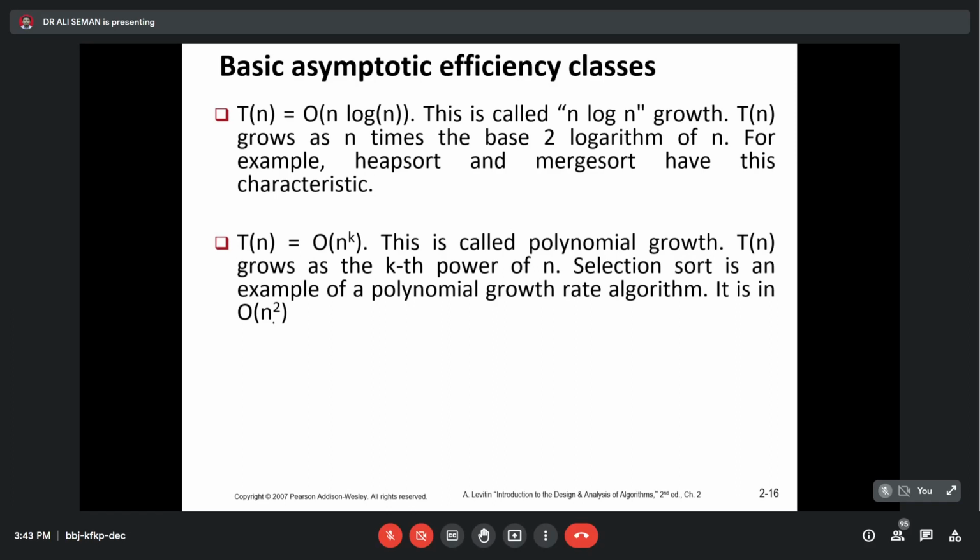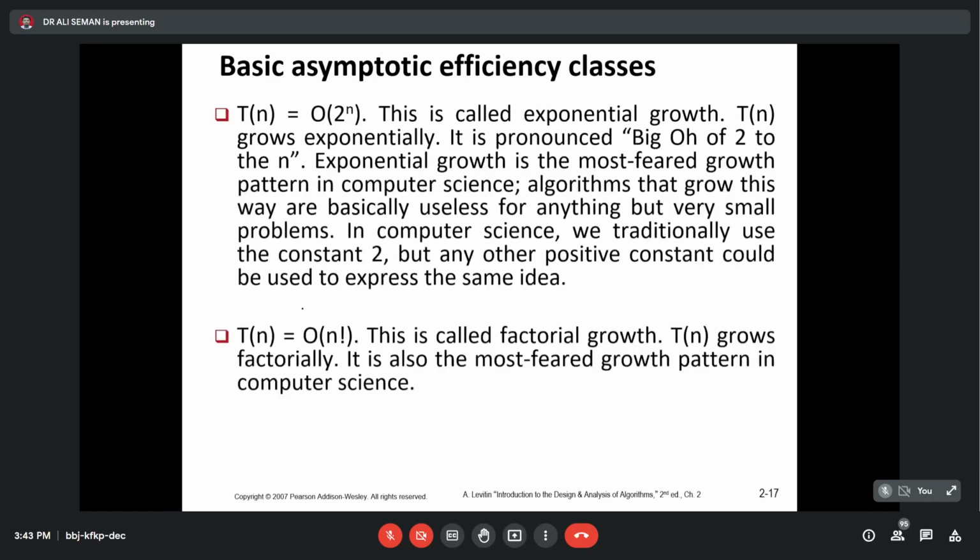Maybe this n to the k, k equal to 1, k equal to 2, until whatever. This is called n to the power of k. Here, this is called polynomial growth, whether n squared or n cubed, this is actually part of polynomial growth. And next is T of n equal to big O of 2 to the power of n.